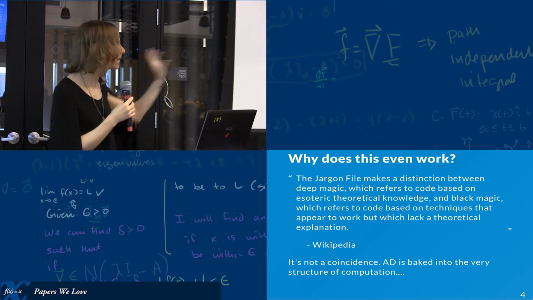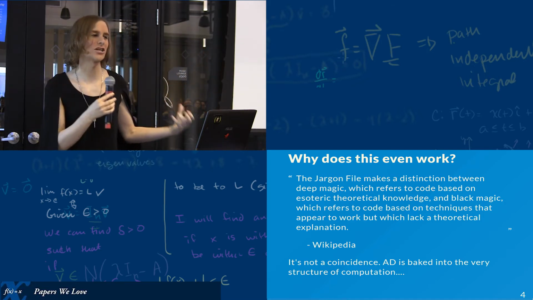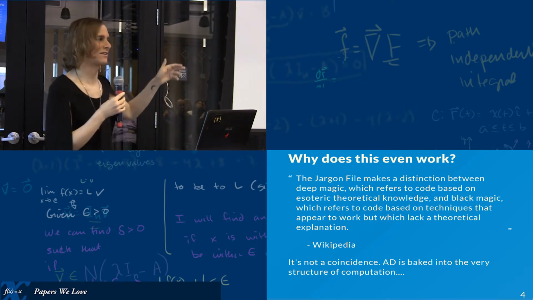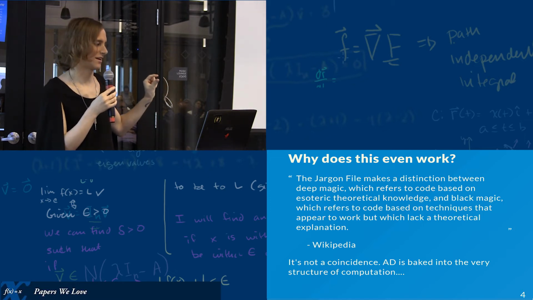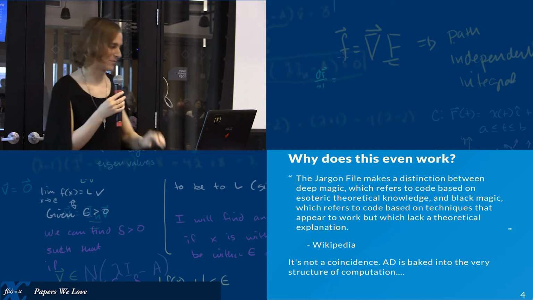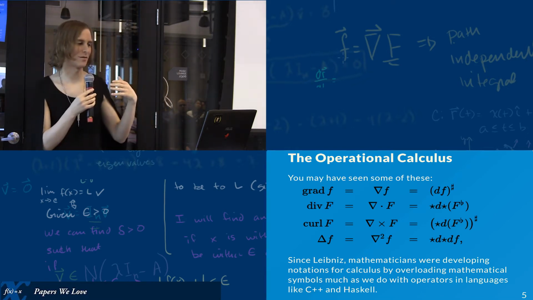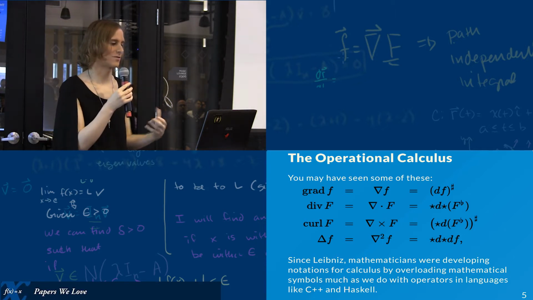And so my initial argument in the first part of this talk is that automatic differentiation is deep magic, and that it's not a coincidence that those two functions I showed you, those two mutually recursive functions, work. So first of all, some background for motivation as to why people would even want to do such a thing. I have to go into the operational calculus.